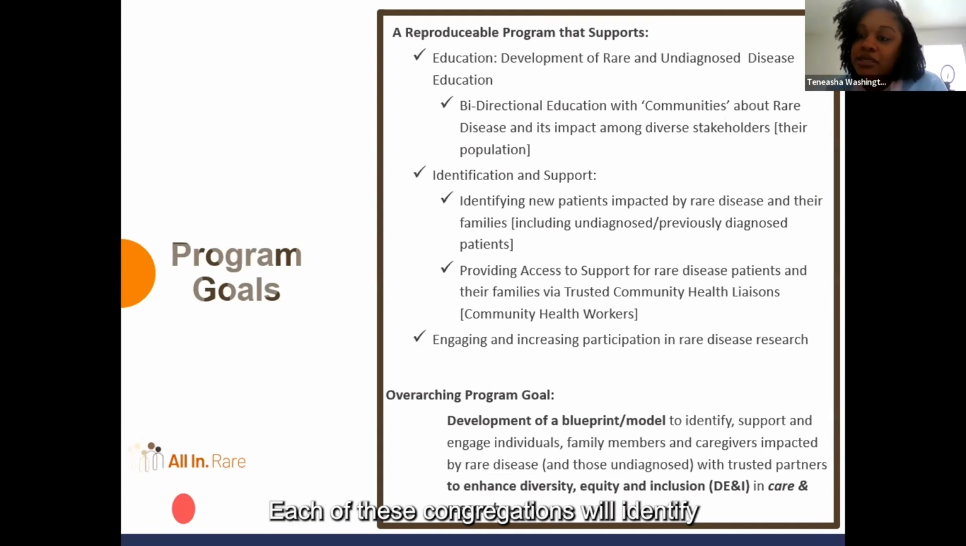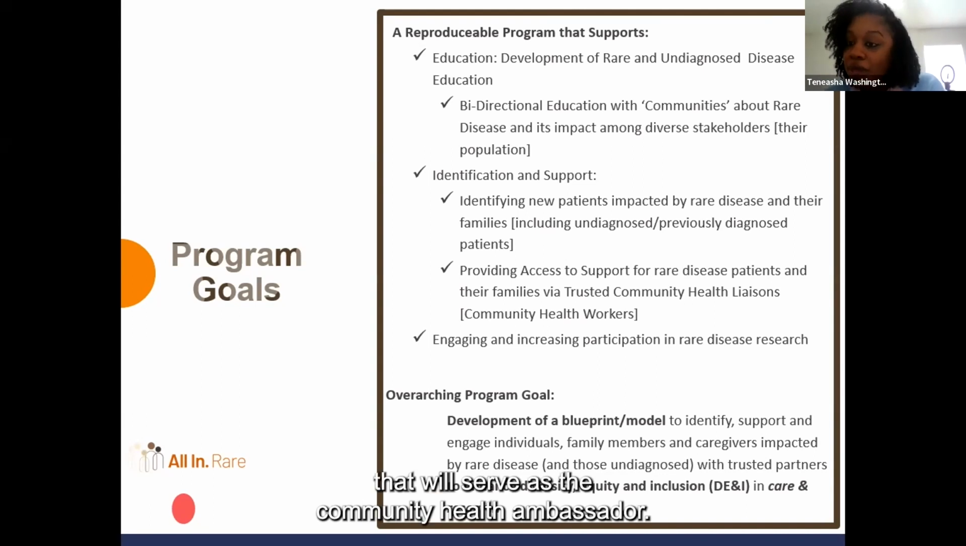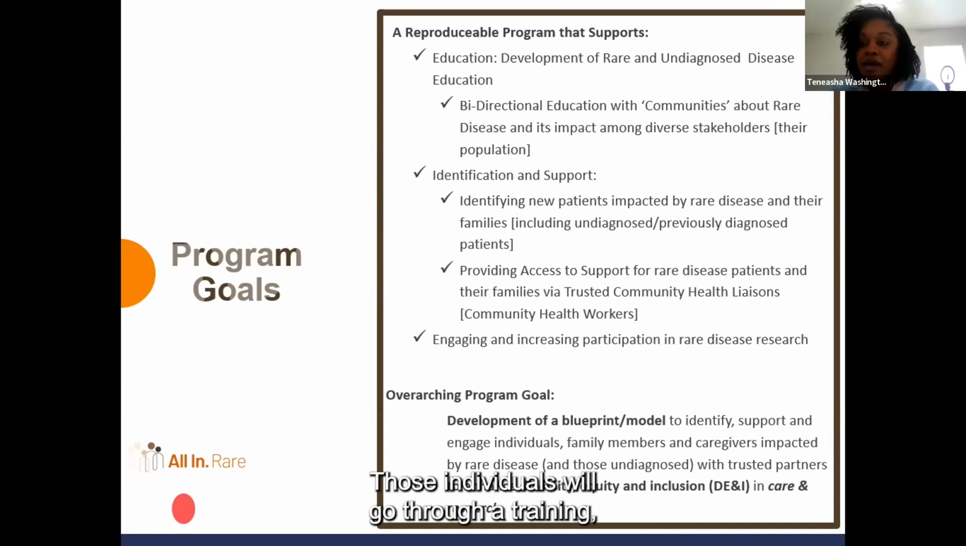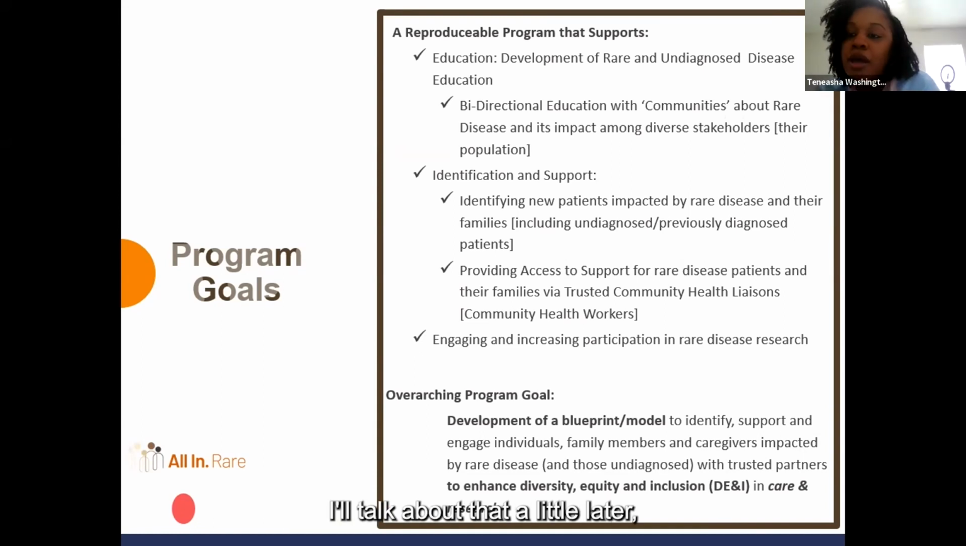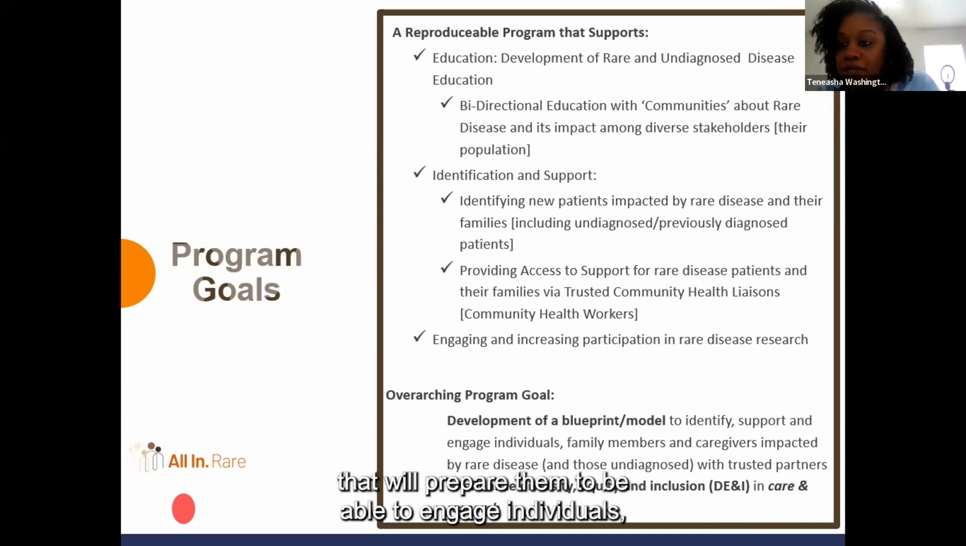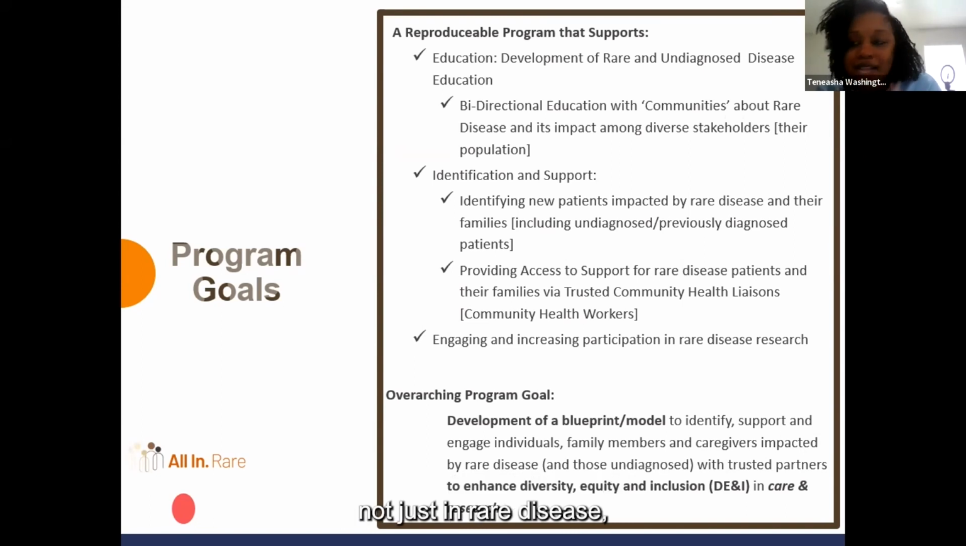Each of these congregations will identify one individual within their church that will serve as the community health ambassador. Those individuals will go through a specific training, which I'll talk about a little later, that will prepare them to engage individuals not just in rare disease, but in their health and how they live a quality of life based on whatever their situations are.